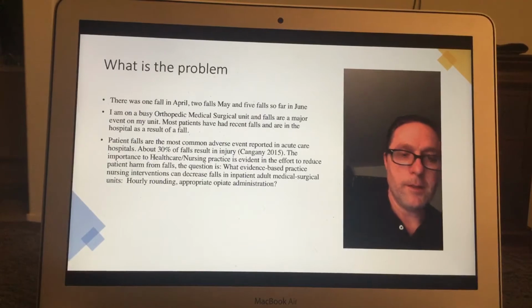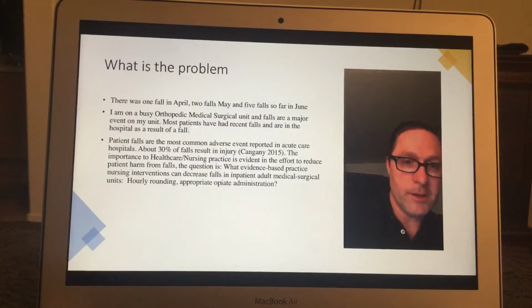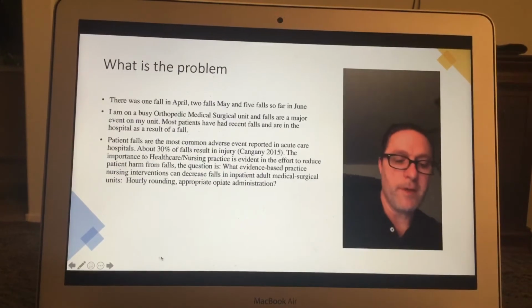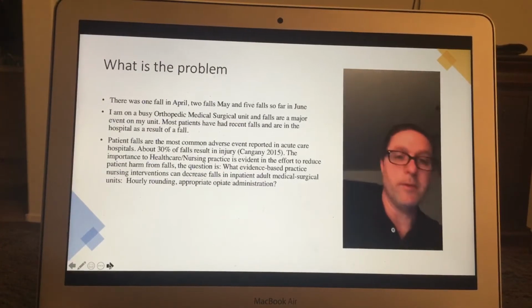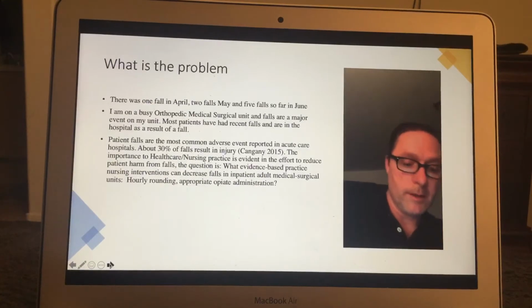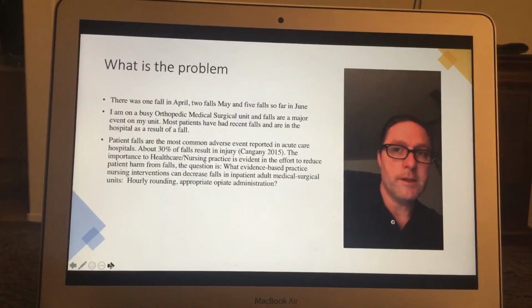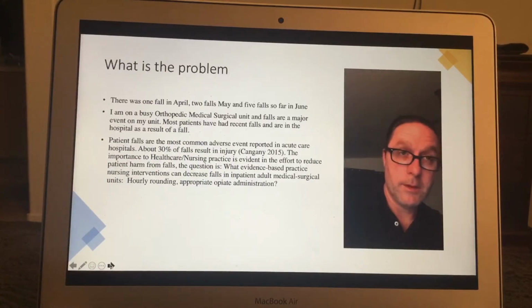So being on an orthopedic med-surg unit, falls are a major issue. They're a major issue in any type of healthcare, but specifically orthopedic nursing, because people are typically there for falls in the first place. On my unit, we've had an increase in falls over the last 3 months. Started out with 5 falls in April, 5 falls in May, and so far in June we've had 5 falls, and the month's not even over yet.